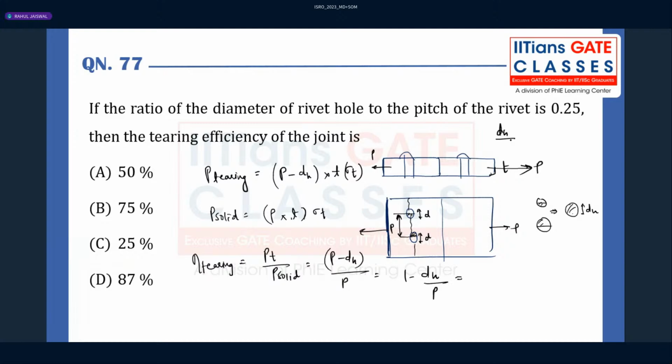dh divided by p they have given us 0.25. So 1 minus 0.25, that is 0.75. When you multiply with the 100, you will be getting what? 75 percentage. B will be correct.